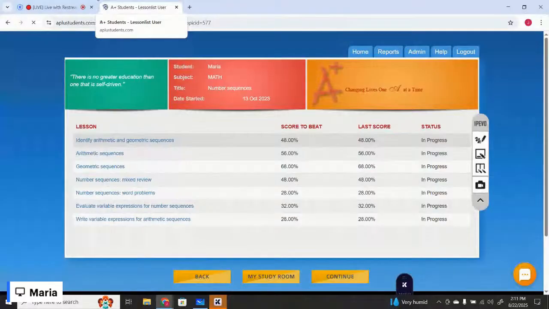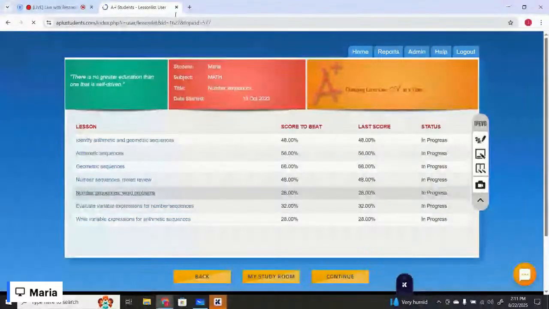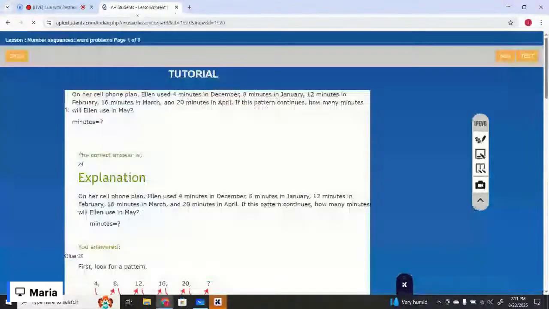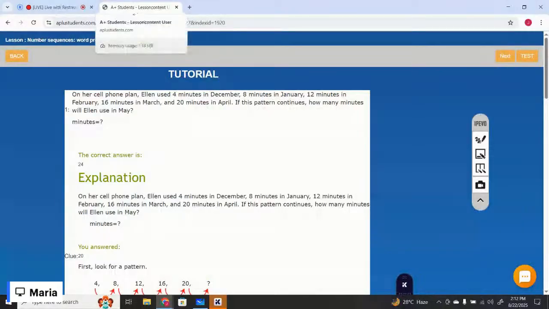The next one is number sequences word problems. So let's just start with the lesson. Let's just start with the test questions.